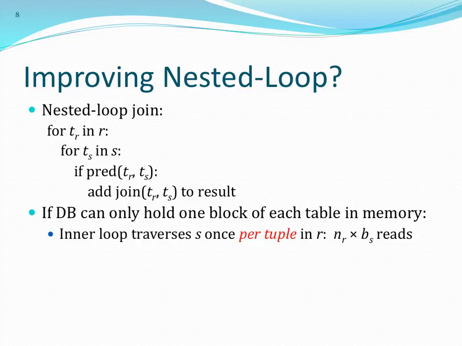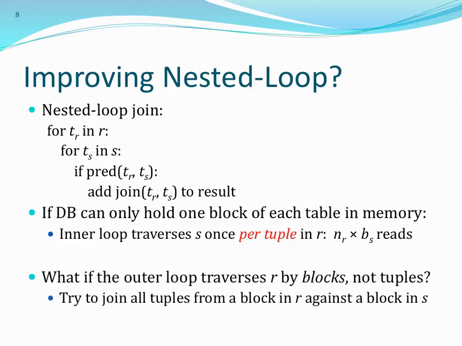Now, like I have here, this is the nested loop join, and this is a very common optimization. MySQL does it because, of course, MySQL only uses nested loop, so it tries to squeeze every ounce of performance out of it. If the database can only hold one block of each table in memory, we have this problem that the inner loop is traversing the inner table once per tuple. And that's kind of stupid. Because if I have a block of tuples from R and I have a block of tuples from S, why would I only join one tuple from R against all the tuples in S? Why wouldn't I try to join all the tuples in R against all the tuples in S? That seems to make a lot of sense.